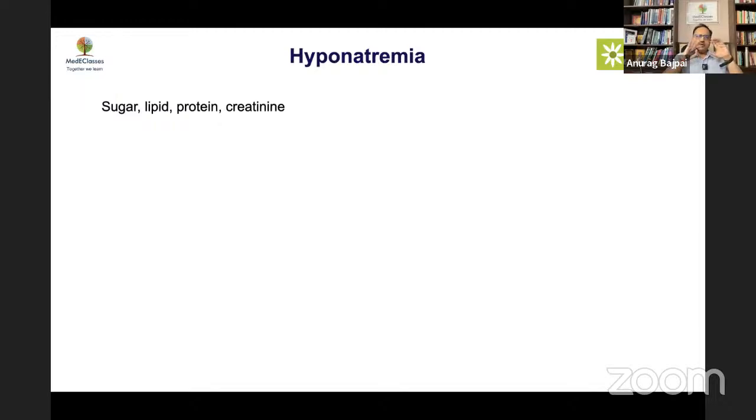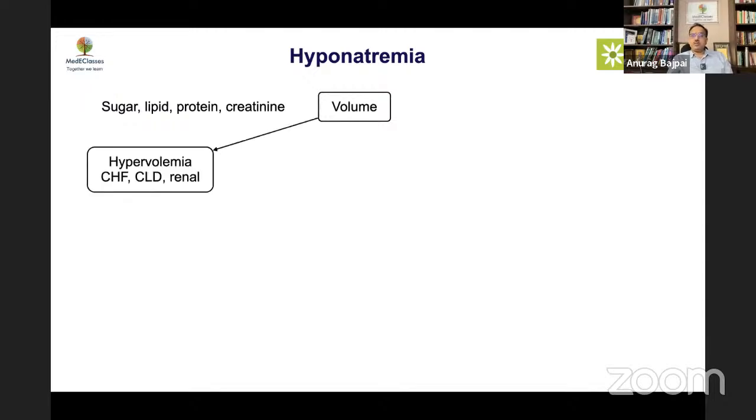So now whatever we have talked about, we'll summarize into 2 slides about approach. The initial approach is to do basic things: exclude pseudohyponatremia, hyperglycemia, hyperlipidemia, hyperproteinemia, and renal failure. If all that is normal, look at volume status. If the volume status is more, we are dealing with third space loss, cardiac failure, liver disease, renal failure.